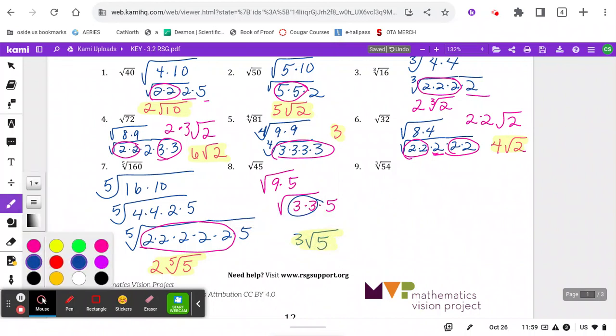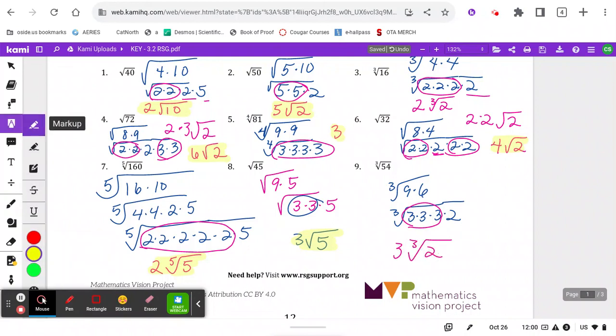Last one is a cubed root of 54. Means we're going to be looking for a group of 3. 9 is 3 times 3. 6 is 3 times 2. There's my group of 3. A 3 can come out. Cube root of 2 stays under. Done. This is called simplifying radicals.